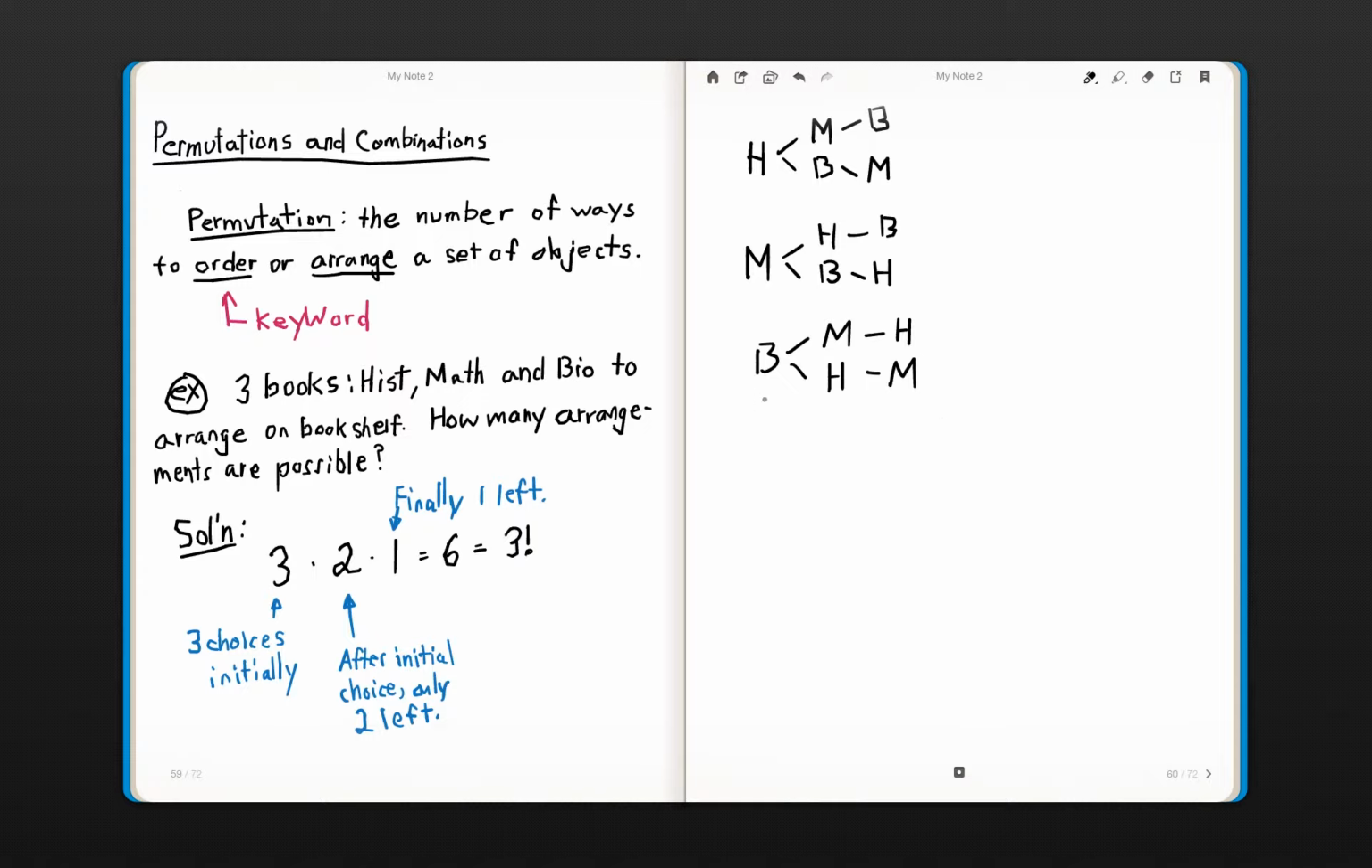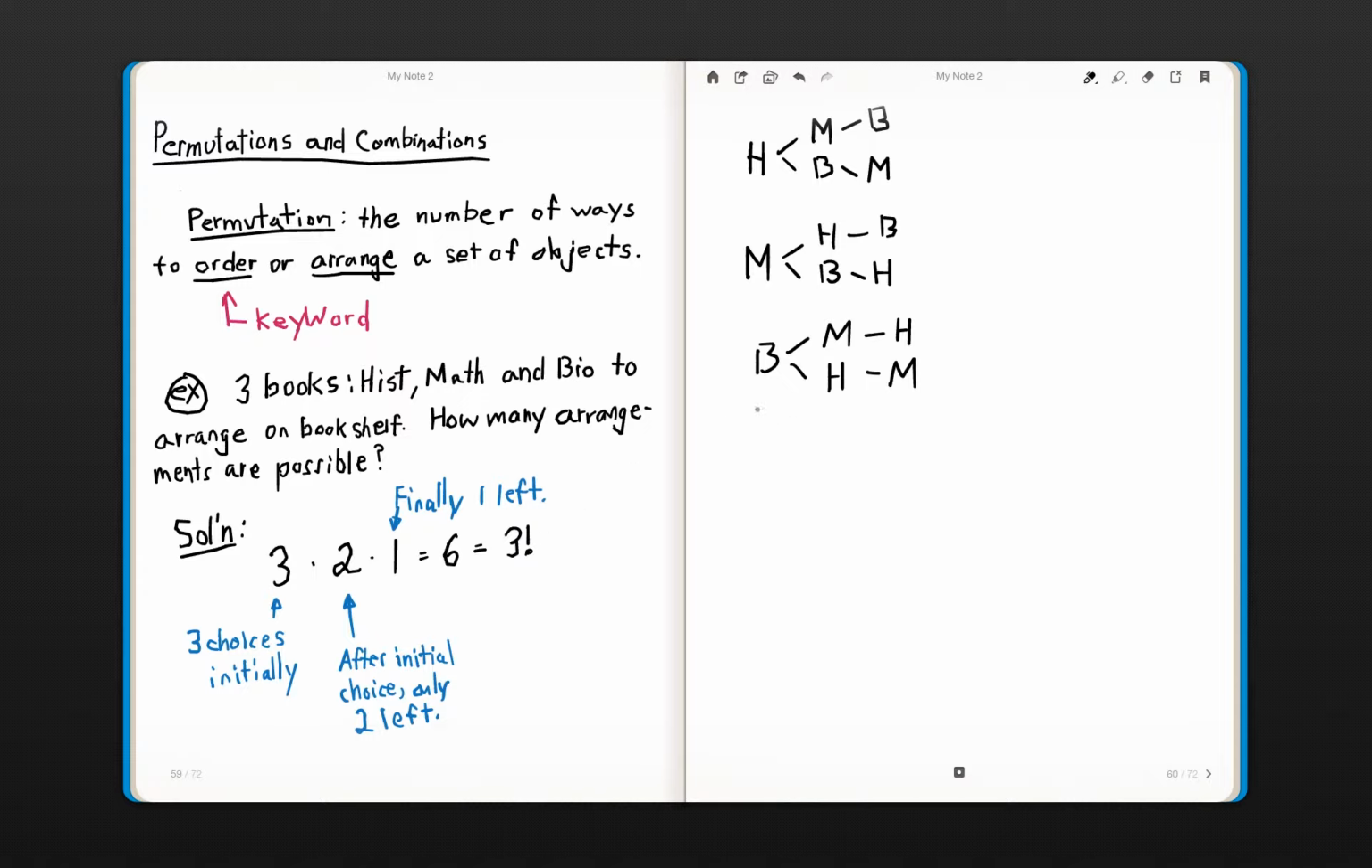So this emphasizes how we have 3 choices initially. That's why we have 3 here. And then 2 more choices there for a total of 6. And of course then 1 more that we just tag on for the remaining book, times 1, which gives us our total of 6 arrangements.